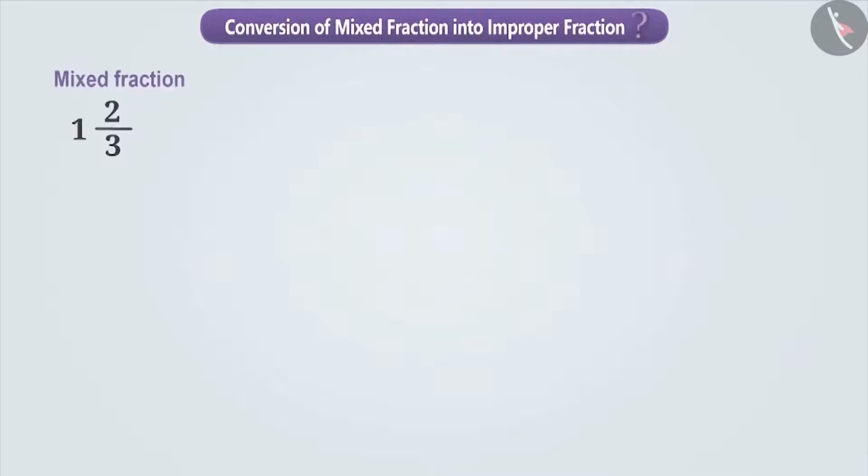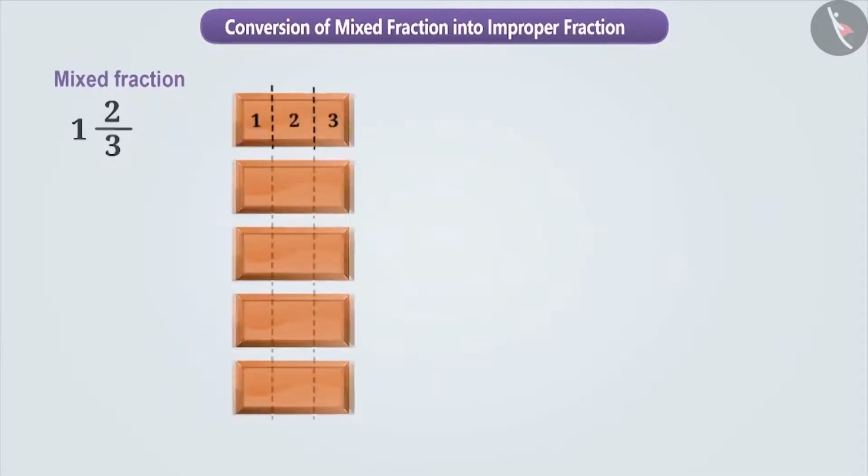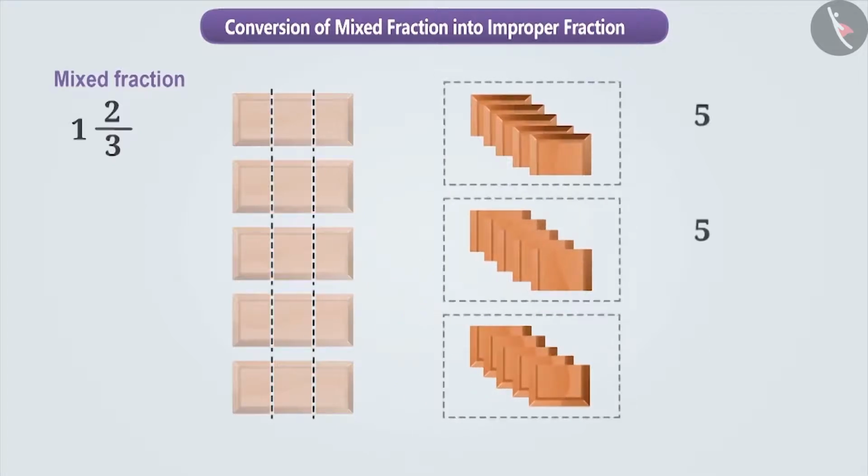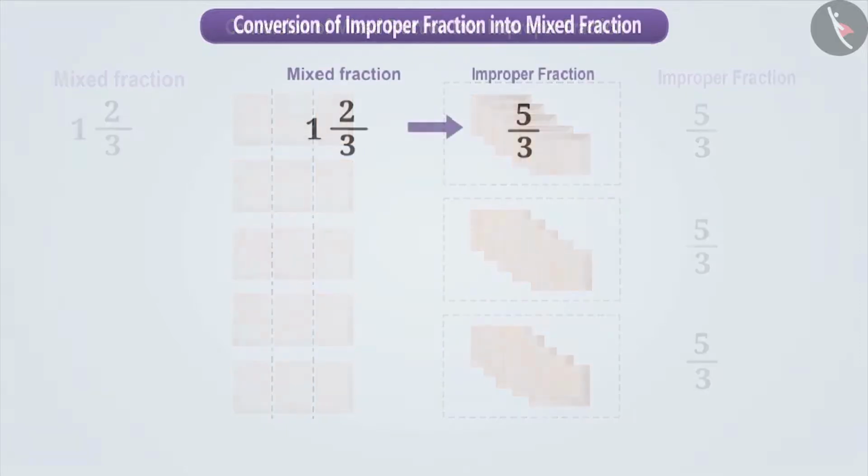As you can see, here the denominator is 3. Therefore, we will divide all whole chocolates into 3 equal parts. Here the number of parts is 5 and the denominator is 3. Therefore, the improper fraction is written as 5 by 3.